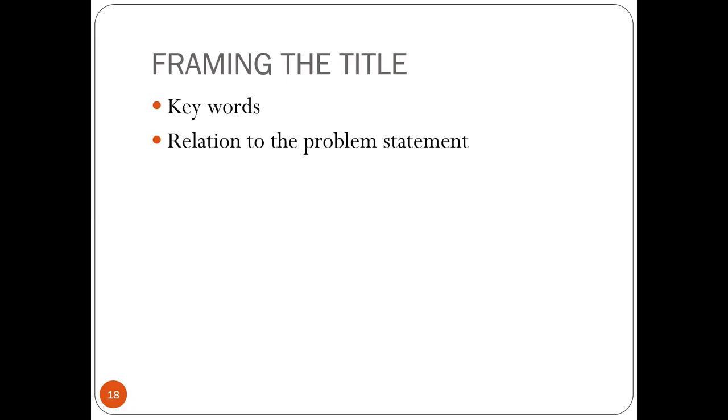So now, let's say you're looking at social protection services and the livelihood of fisher folks. Then in the problem statement, you end up talking about different things altogether. There's no connection. So your title should relate to the problem statement. It must also relate to the objective, of course.